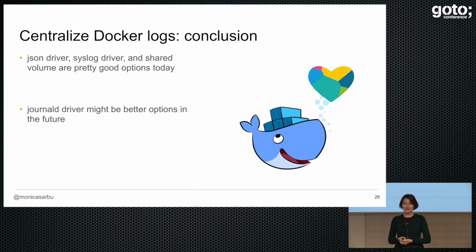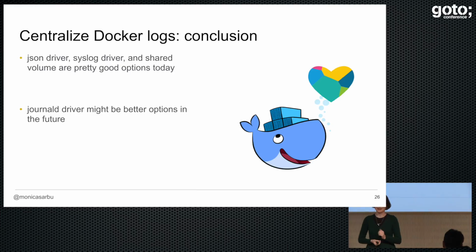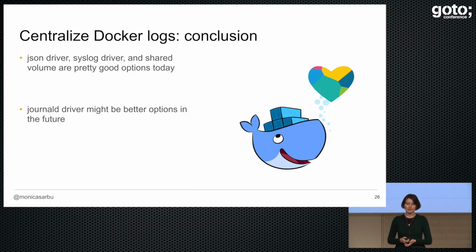Yeah, so as you see, there are quite many options for how you can get logs from your containers. The JSON driver, syslog driver, and shared volumes are really good solutions right now. In the future, we might also have the option to use journald when Filebeat will have support for that. Actually, right now, there is a community beat that has support for journald, so we might also consider using that.